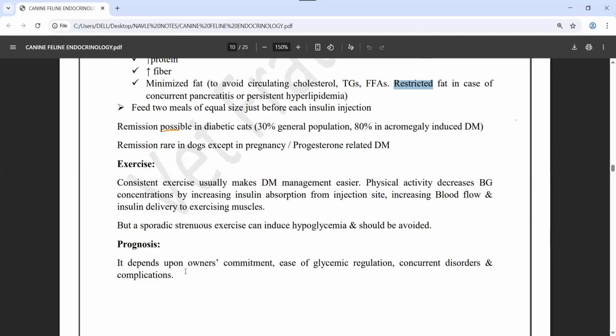So that was all about diabetes mellitus. I hope you understood the lecture. I know the lecture went a bit longer, but every point regarding this disease is very important, because this disease is important from the paper point of view.